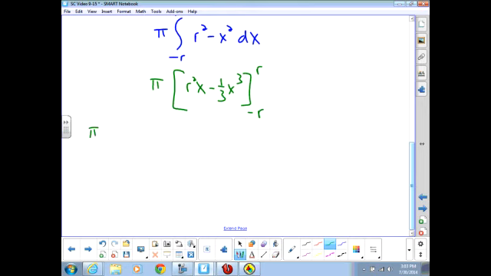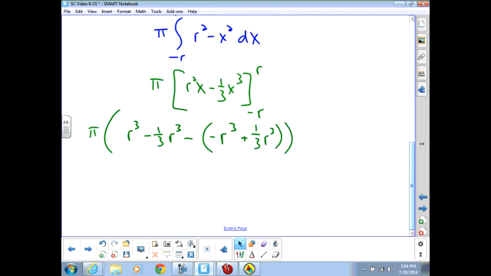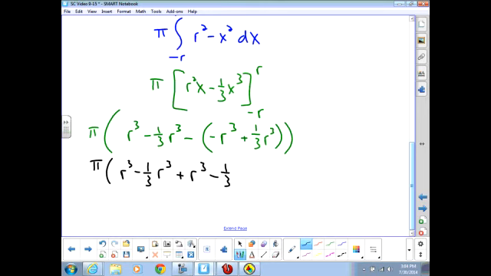So we'll have pi. Plug in r to the first part, and you'll have r cubed. Plug in r to the second part, and you'll have negative 1/3 r cubed. Minus, plug in negative r for x. You'll have negative r times r squared to give you negative r cubed. Put in negative r for the x cubed, and you'll get negative r cubed times negative 1/3 to give you positive 1/3 r cubed. If we distribute our negative, we'll get pi times r cubed minus 1/3 r cubed plus r cubed minus 1/3 r cubed.